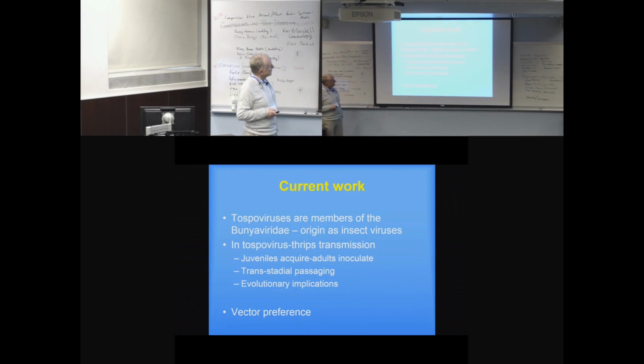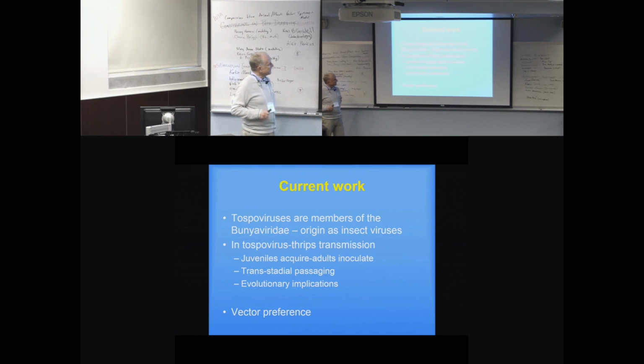Just a bit of mention of some current work. Tospoviruses are members of the Bunyaviridae. It's the virus family. Many members are either insect viruses or have origins of insect viruses. And in Tospoviruses, these are transmitted by thrips. And it's a rather peculiar case because only juveniles acquire. So juveniles only acquire virus if they land on an infected plant. So the actual status of a thrips larva depends on the plant it was born upon.